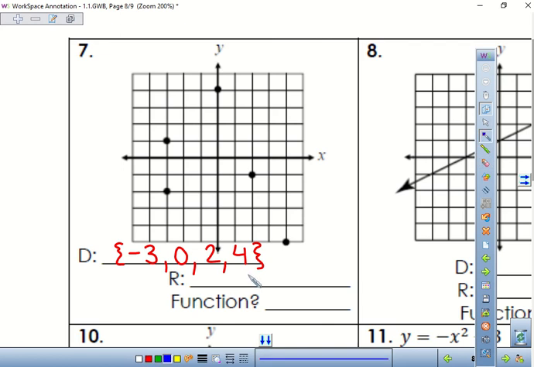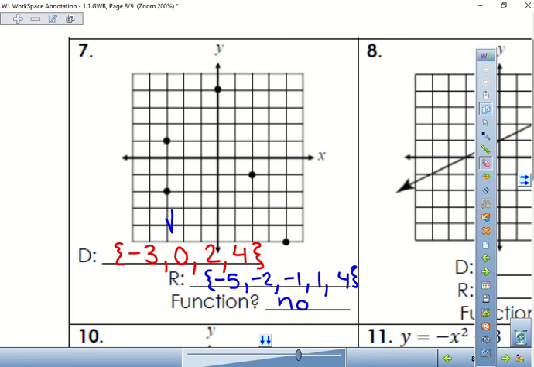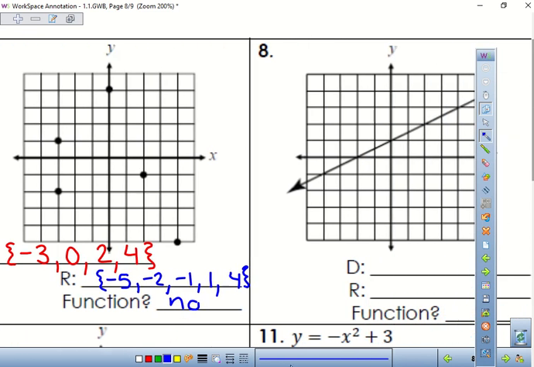Okay. Now we're going to talk about the range. That's their y value, the y-coordinate. The y-coordinate 1, 2, 3, 4, 5, -5. Then we have one at -2, -1, 1 and 4, right? Is it a function? No. And you can also see, does this pass the vertical line test right here? No. So you can tell in a multitude of different ways that it's not a function, right? Everybody in understanding of why that is not a function? Okay.